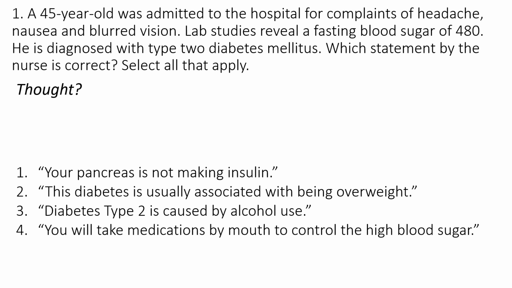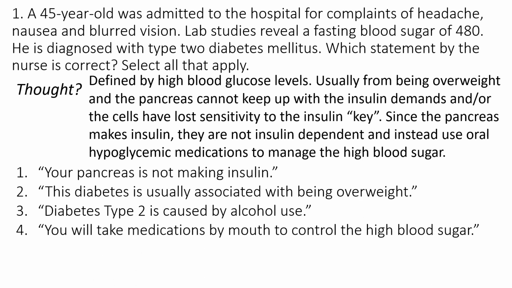And the answers here are number 2 and 4. So in the question, it's asking for type 2 diabetes, what we know about that. And so everything we can think of. We know diabetes is high blood glucose levels. It doesn't matter if it's type 1 or type 2. But this diabetes is usually from being overweight. And the pancreas just simply cannot keep up with all the sugar in the bloodstream, and it can't make enough insulin to meet the demand. So it's like having a tired pancreas.